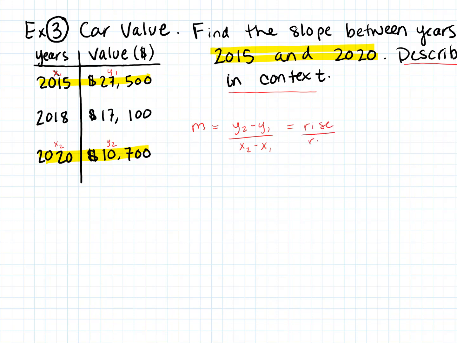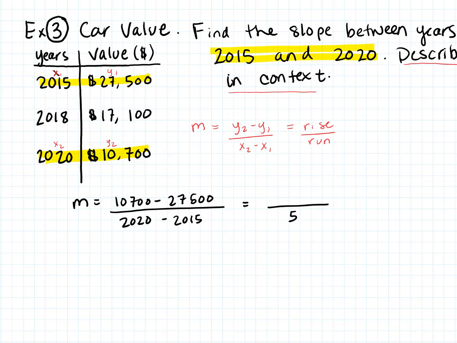So rise over run, and our slope for this particular example is going to be 10,700 minus 27,500 over 2020 minus 2015. So that is obviously a difference of 5 years, okay? And we do know that that is in years. That is a difference of 5 years. And then in the top, 10,700 minus 27,500, and we should get a negative value here. So this is negative 16,500. Okay, that it should be a negative value because we are decreasing in the value of the car.